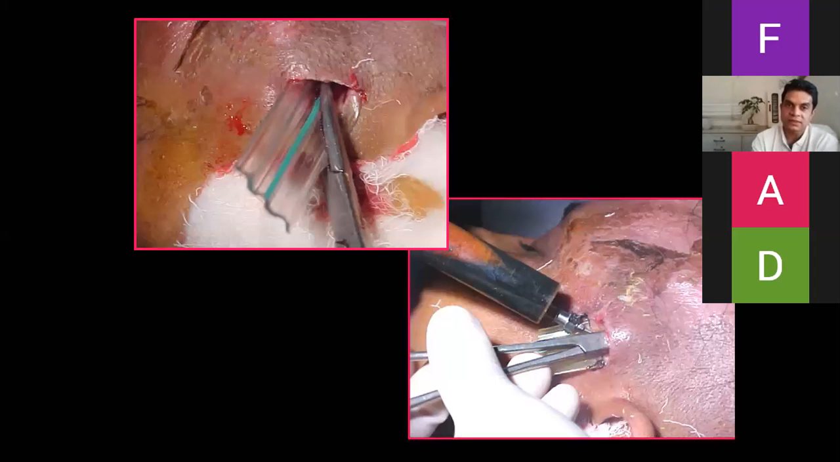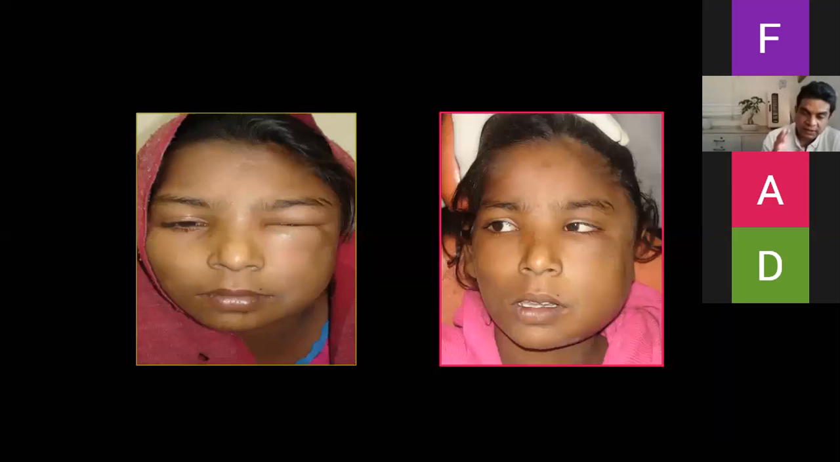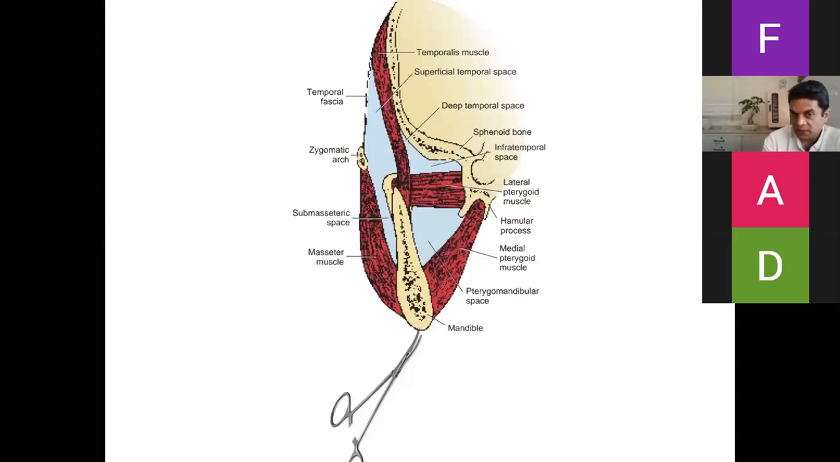Again, you can see that the drain is placed and it is washed with the betadine and hydrogen peroxide. Same type of example, temporalis and submandibular space infection drainage. So you should realize that it is not necessary that only one space will be involved. Simultaneously, multiple spaces can be involved, and you might have to do incisional drainage at multiple sites to properly relieve the patient.